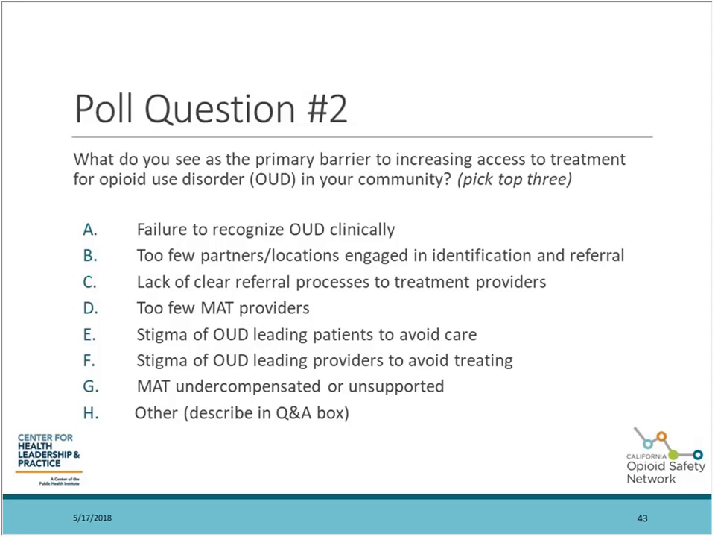3, lack of clear referral processes to treatment providers. D, too few MAT providers. E, stigma of opioid use disorder leading patients to avoid care. F, stigma leading providers to avoid treating. Next, MAT is undercompensated or unsupported. And obviously some of those are overlapping. And then if you have others, you can put them in the Q&A box.